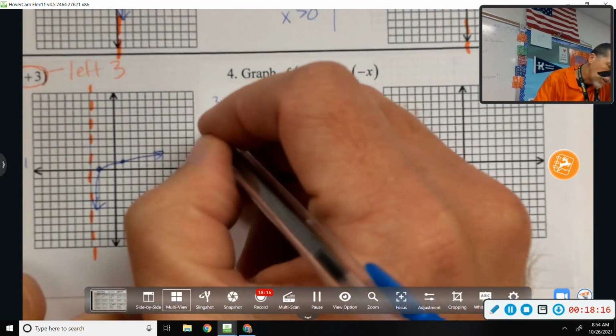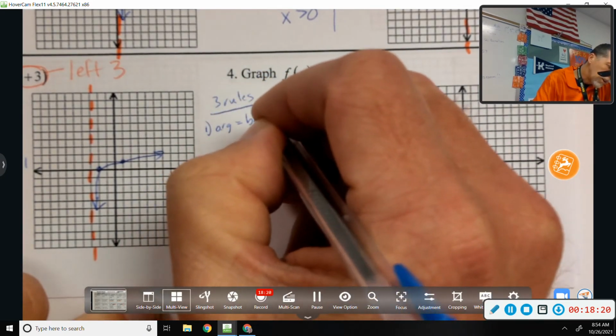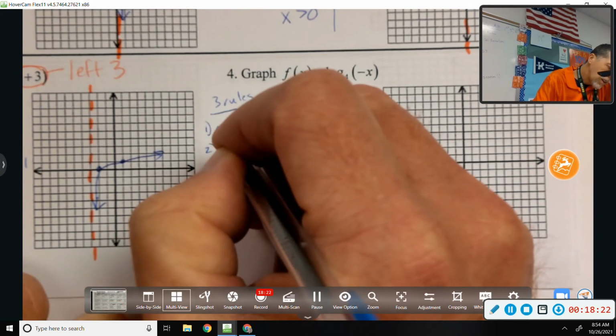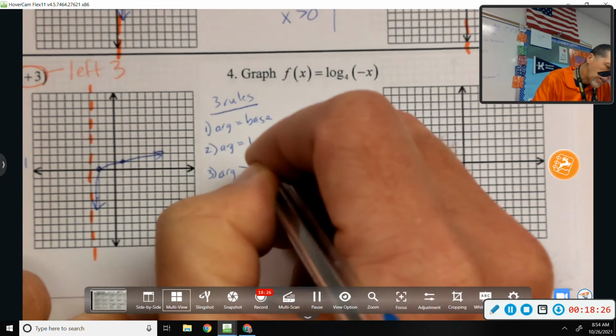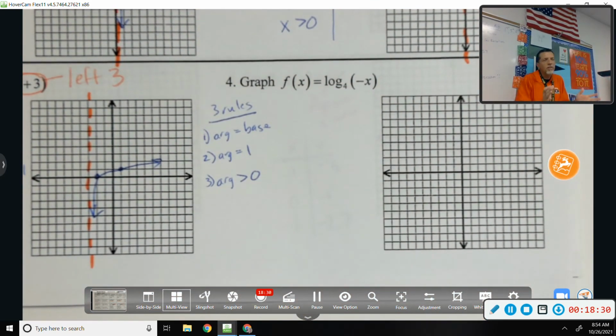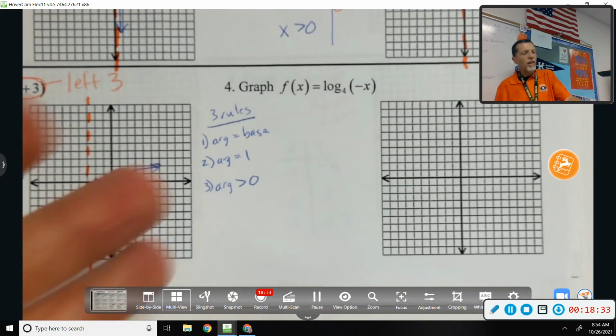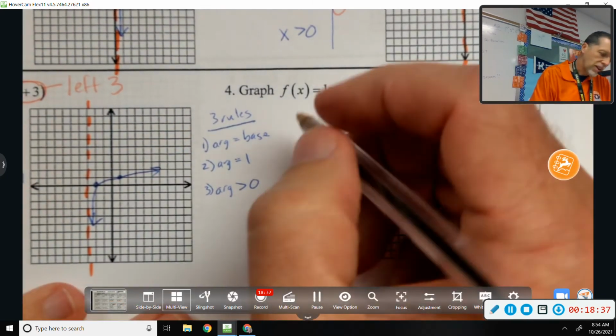Number 4. 3 rules. Argument equals base. Argument equals 1. Argument has to be greater than 0. Again, you can use the parent function rules, but you still have to know these 3 rules to graph the first one, so that's why we're going to graph them that way.